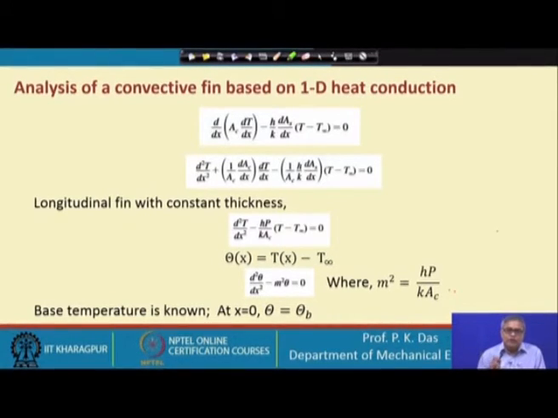So, for the fin which I have shown, one can write this kind of an equation. The first equation which has been written assumes that the surface area changes along the x direction or longitudinal direction, and the cross sectional area also changes. Now, if we take a longitudinal fin with constant thickness, we can get this. Then we replace T x minus T infinity, which is the fluid temperature, by some theta, and we get this kind of a formulation.